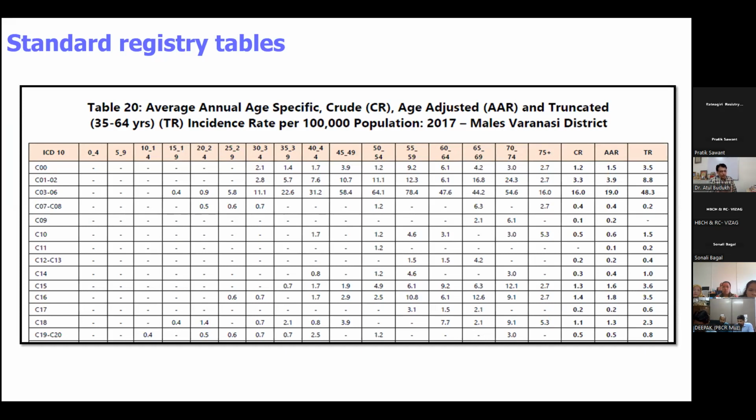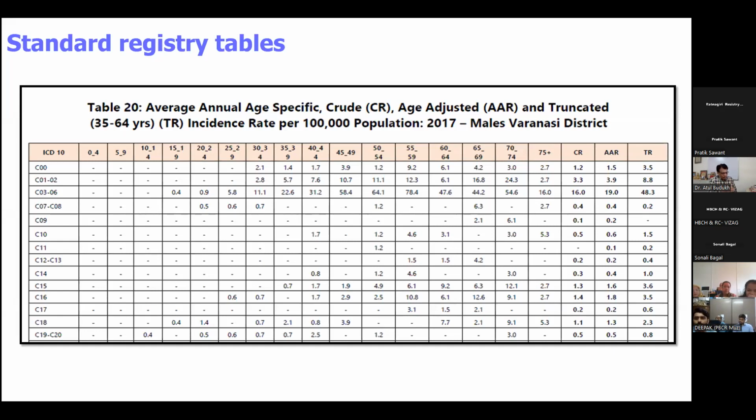So this geographical area is very important, and that population is very important. Like Varanasi, I'm showing you here. In Varanasi, the population is 4 million. So what is happening in that 4 million population? What is the age-specific rate? What is the burden of cancer in that age? What is the total burden of cancer?